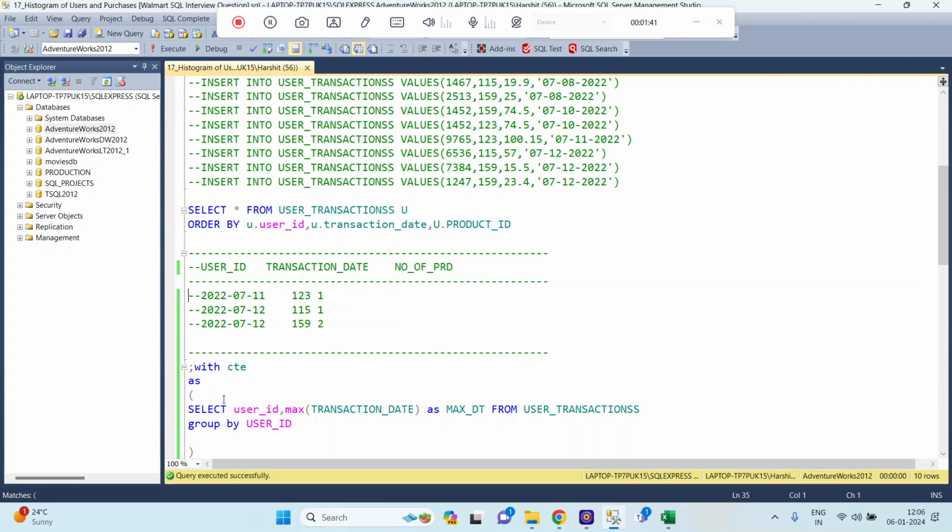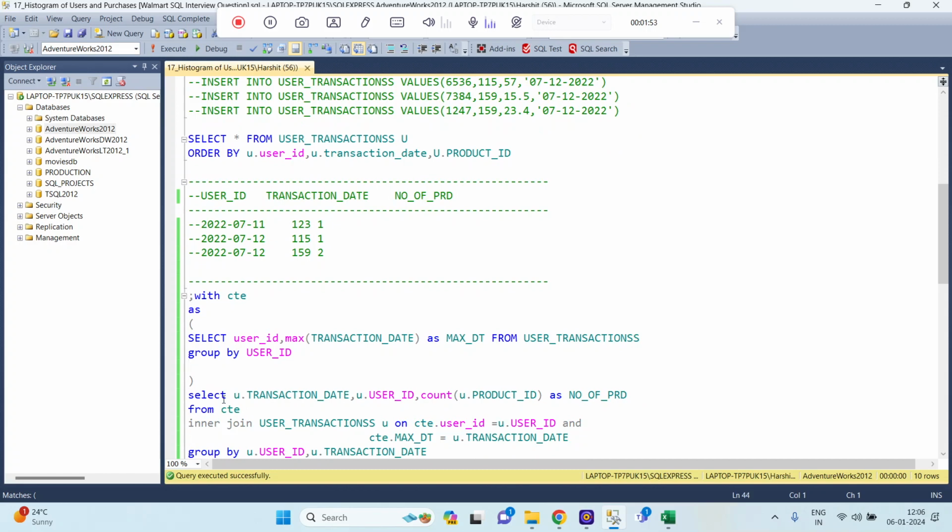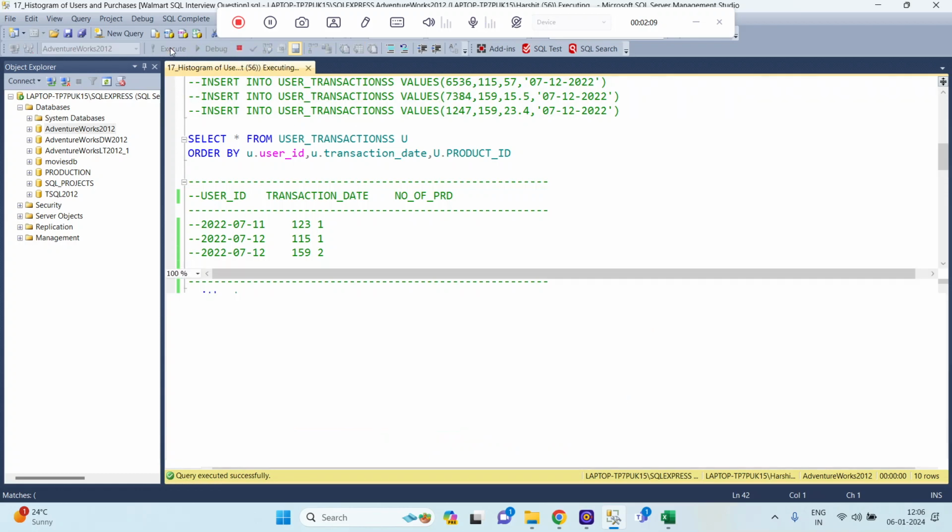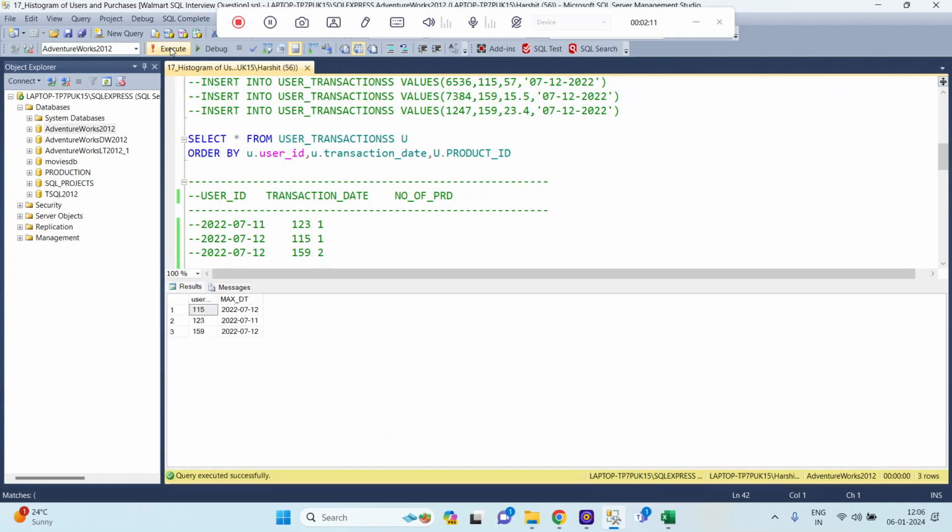So that we need to show user ID, transaction date and number of products purchased on that particular recent transaction date. So here, because we want the most recent transaction date wise user ID and number of products purchased, first of all I have taken the maximum of transaction date per each user. Which I have taken over here, right?